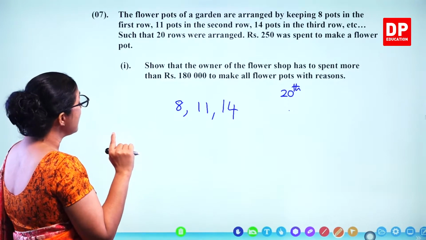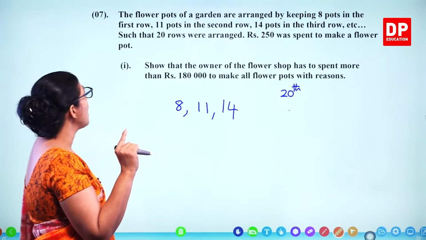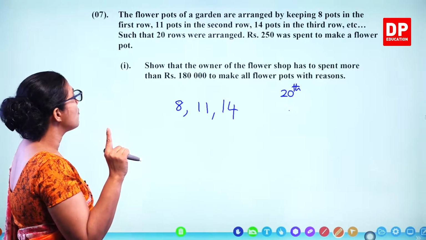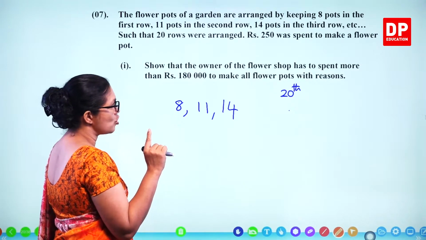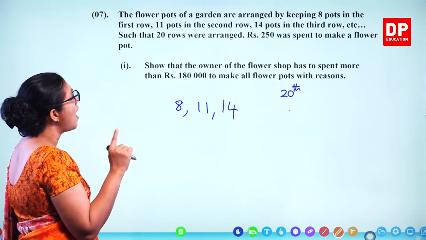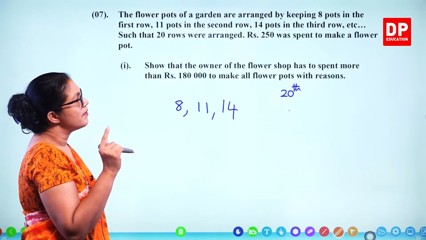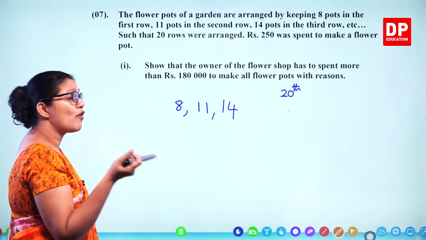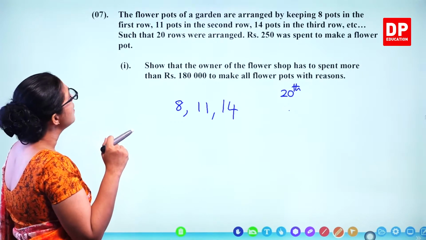So, then it says 250 was spent to make a flower pot. One flower pot, 250 rupees. Show that the owner of the flower shop has to spend more than 180,000 rupees to make all flower pots with reason. So here first you have to find out the total number of flower pots for 20 rows.